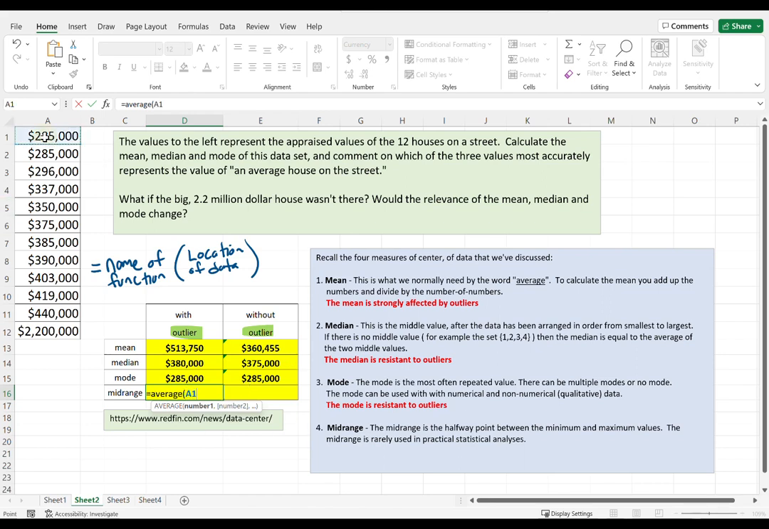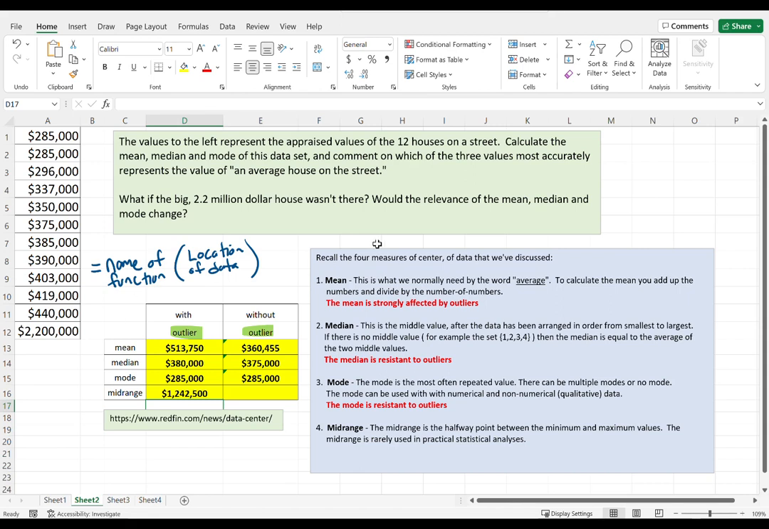So I'll say average of A1, comma, A12. That means nothing in between. If you use a comma, it's just a list. So the average of just two numbers, the number in A1 and the number in A12. If it was a colon, it's everything from A1 up to A12. A comma is just a separated list.